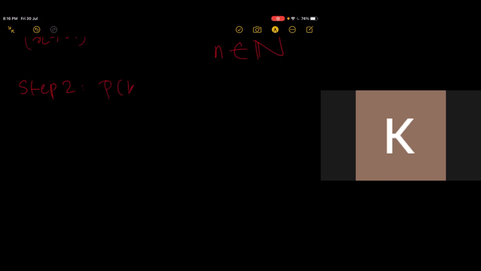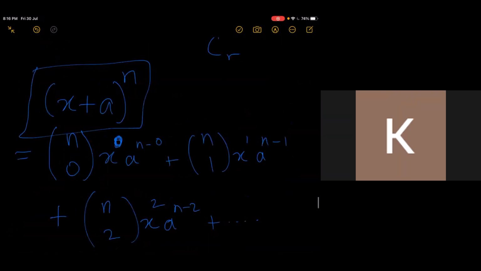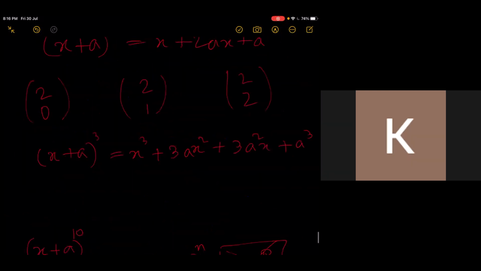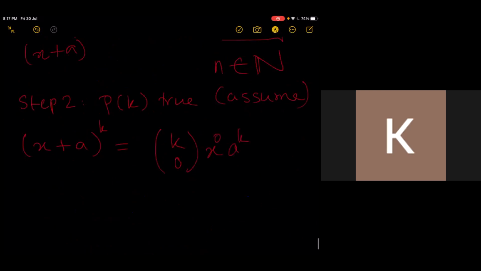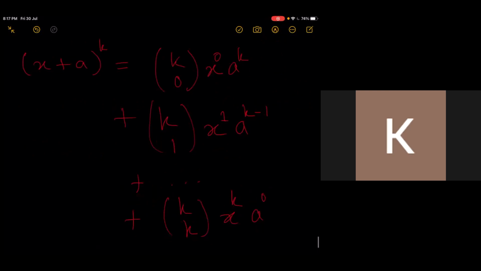Okay. So what am I assuming basically? (x plus a) to the power k equal to kC0 x to the power 0, a to the power k, plus kC1 x to the power 1, a to the power k minus 1, and so on till kCk x to the power k, a to the power 0. This is what my formula tells me, right? Any doubt?